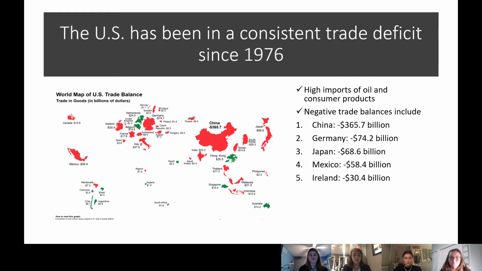All right, so the US has been in a consistent trade deficit ever since 1976, and this is mostly due to the high imports of oil and consumer products. This image on the left shows the US trade balances in billions of dollars, and the red represents the negative, and the green is the positive. As you can see, the negative trade balances include China, Germany, Japan, Mexico, and Ireland, and China accounts for over 50% of the overall balance. So China is a big deficit that we have.